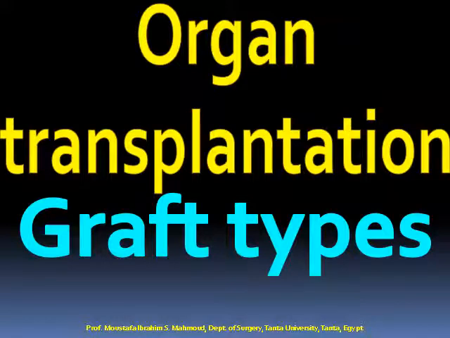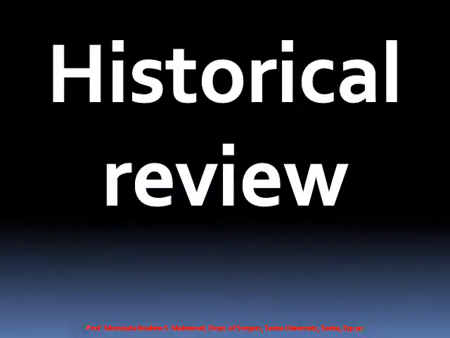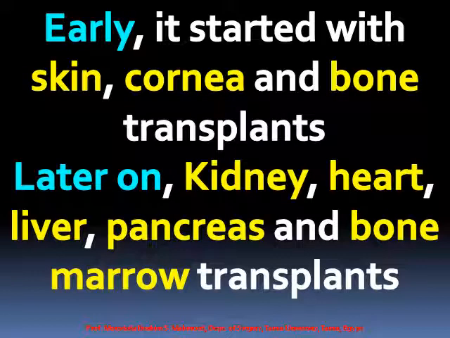Organ transplantation. Graft types. Historical review. Early on, it started with skin, cornea, and bone transplants. Later on, kidney, heart, liver, pancreas, and bone marrow transplants.